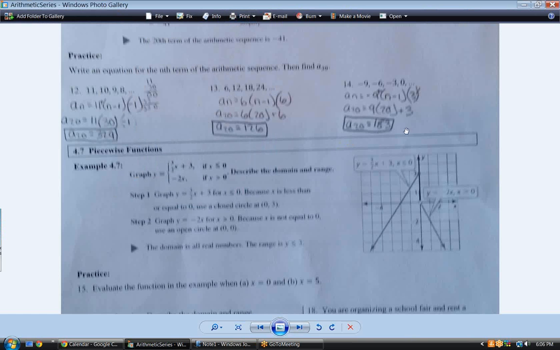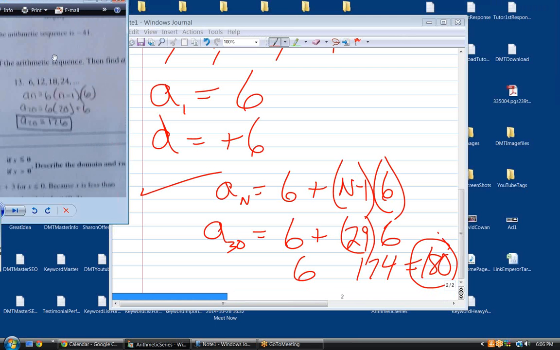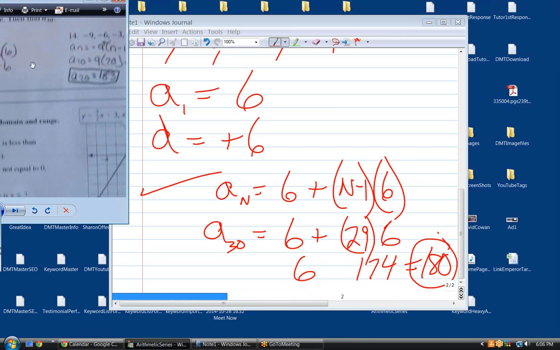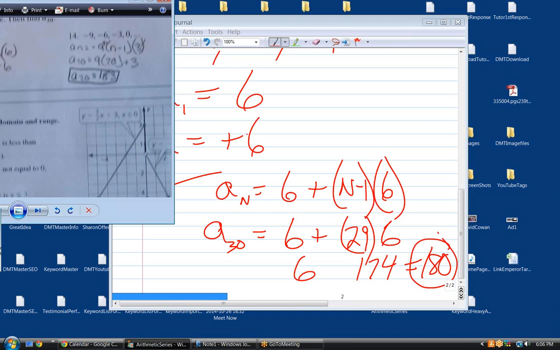Have a look at 14. Hold on just a second. I expanded it without meaning to. No problem.